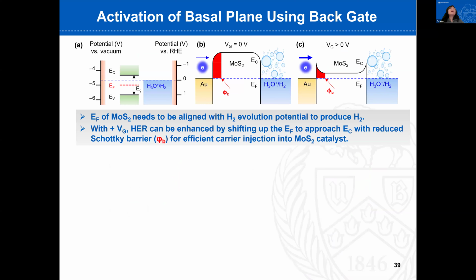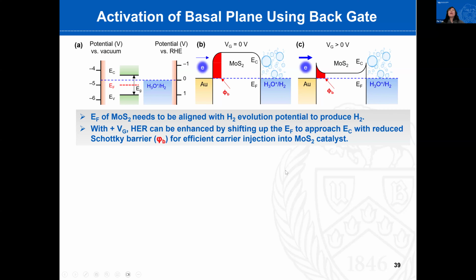All right, so why does the gate function this way to promote the basal plane activity? Well, for the HER reaction to promote hydrogen evolution, the Fermi level of the MoS2 needs to be aligned with the hydrogen evolution potential. And when we apply a positive gate voltage, we can shift up the Fermi level to approach the conduction band, with reduced Schottky barrier height for efficient carrier injection from the catalyst support, which is titanium gold here, to the MoS2 catalyst.